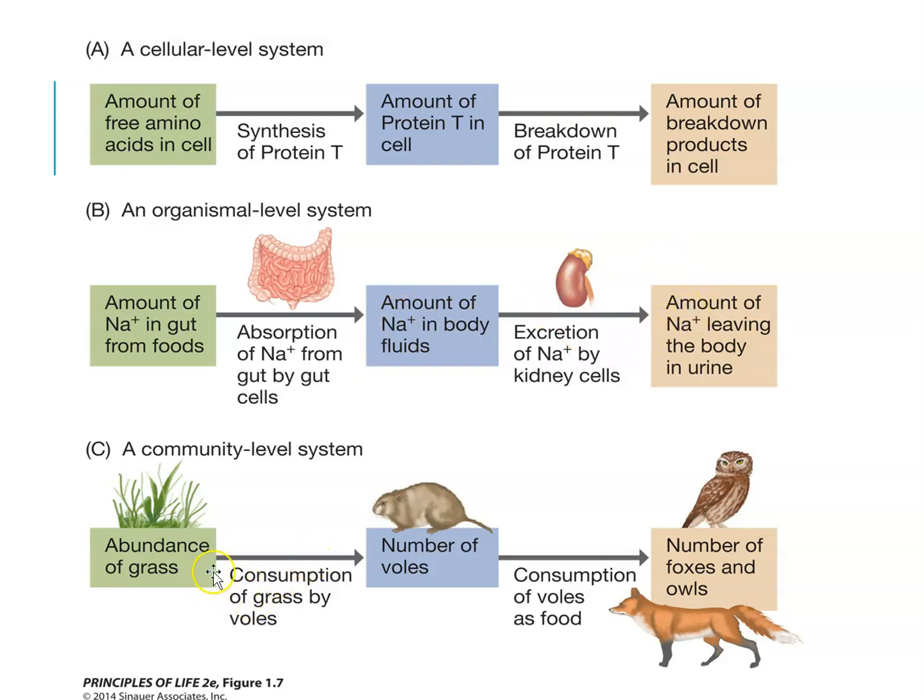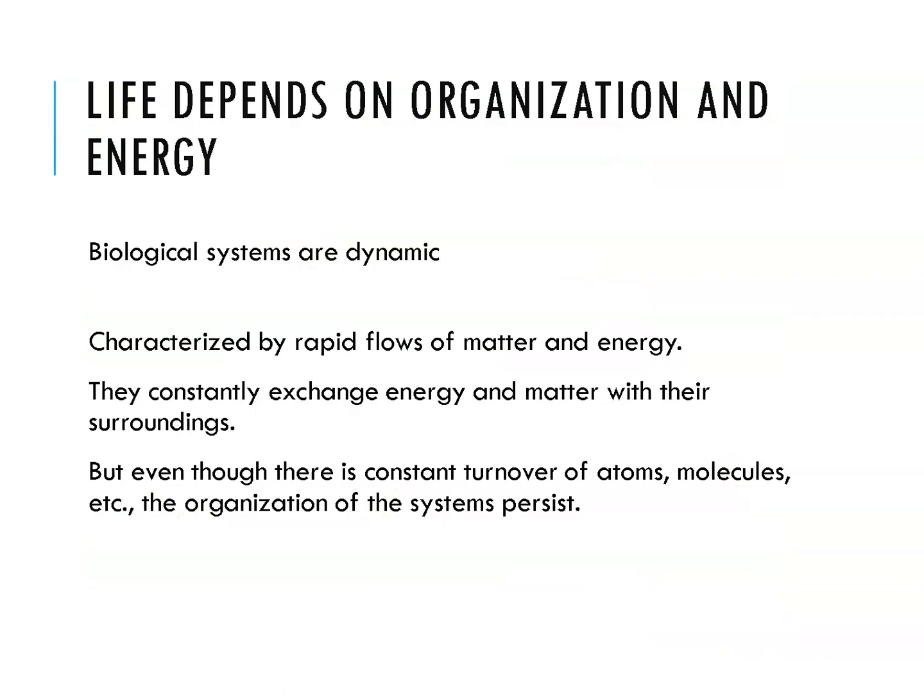And then at community level, there's also community level systems help determine how many voles. So lots of grass, more voles, but if there's predators around, vole numbers go down, and then what does that mean in the long run? So that's ecology, and we'll definitely dive into that.